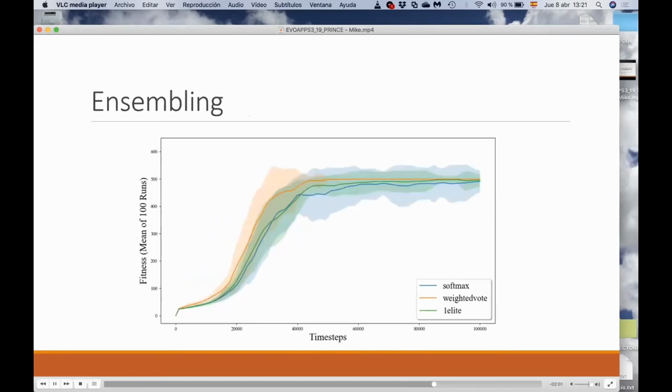Next, we'll take a look at the ensembling results. While stability was relatively similar across all three, looking at the hard lines, the weighted vote mechanism was able to perform much better than the other two.